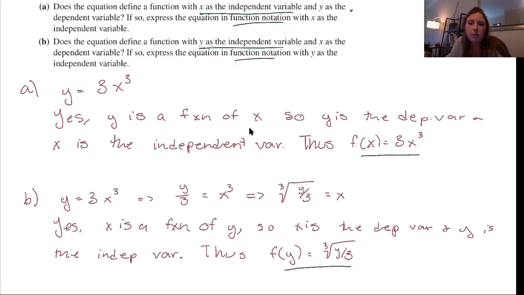Is that clear to everyone? The difference of saying like y equals or x equals and saying like f of x and f of y. Or does anyone else have any more questions? Okay, cool.